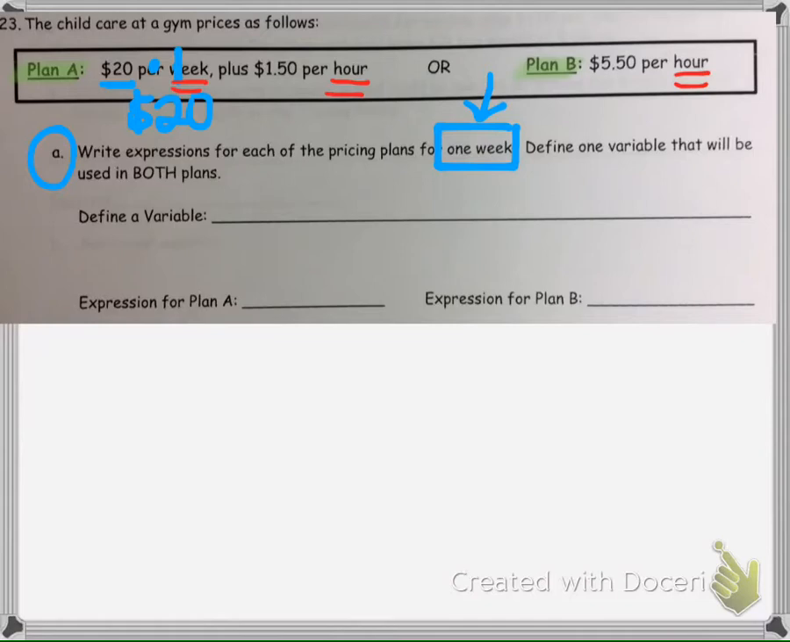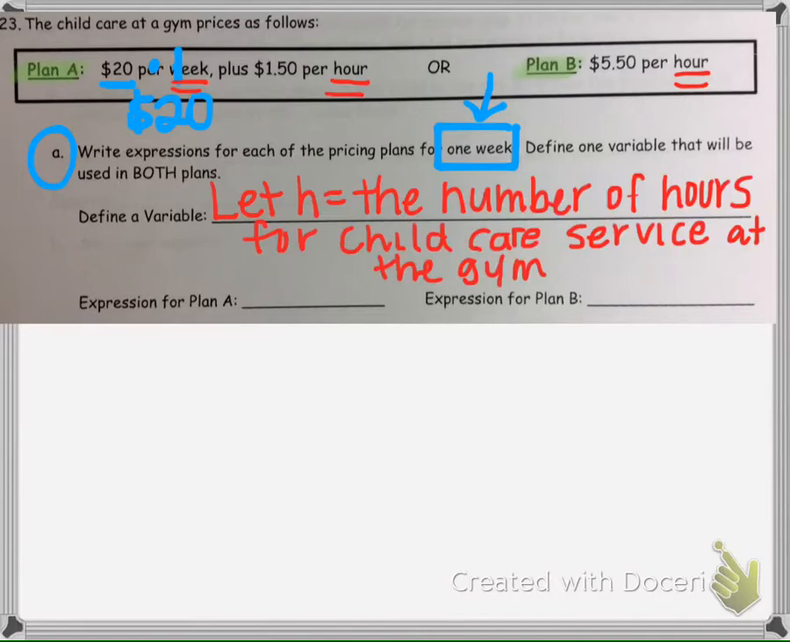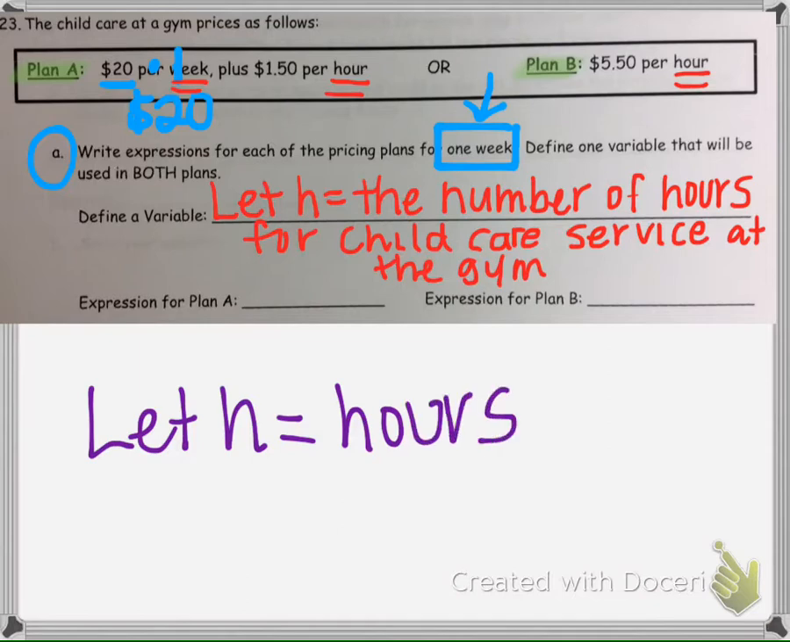So we're going to define a variable. I'm going to go ahead and let H represent the number of hours of childcare. So let H represent the number of hours for childcare services at the gym. It would be wrong if you were to put let H equal hours. So we want to write it properly. H represents the number of hours for childcare services at the gym. So that's specific. We know what the H represents.